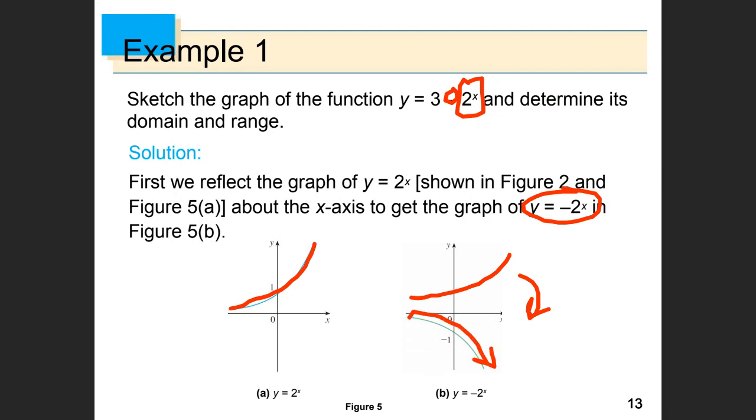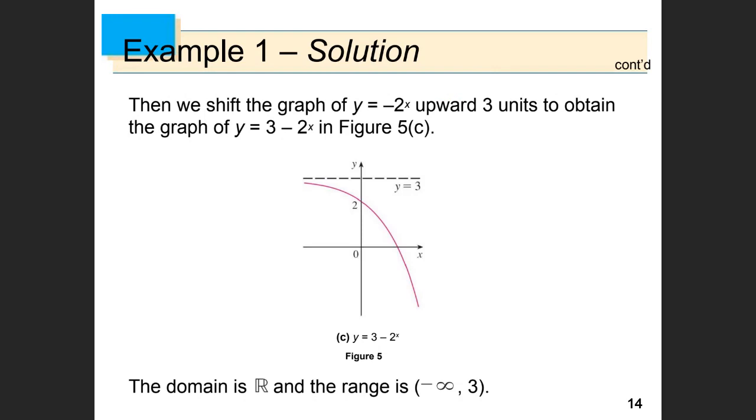Reflection. We're not done because there's still a 3. We need to deal with this 3. Now, 3 simply means you're shifting 3 units upward. I'm going to show you in the next slide. So you see what 3 does. 3 simply means shift the graph 3 units upward.